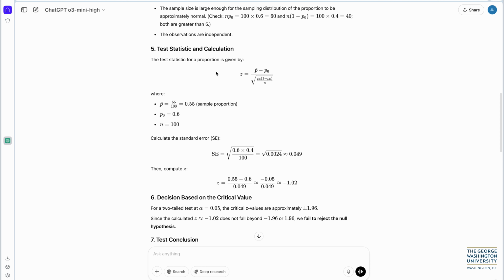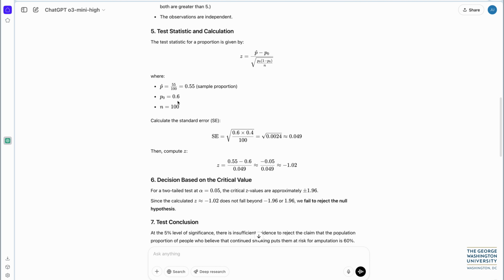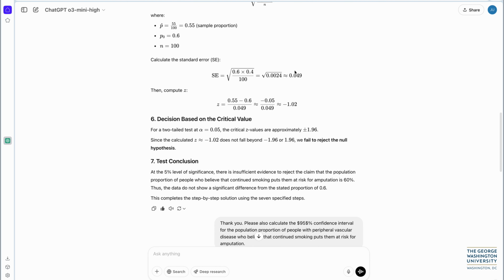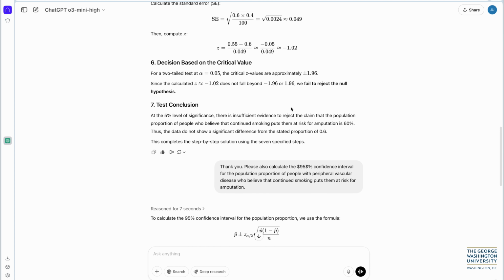Now, the test statistic for proportion is z. There we have p hat minus p sub 0 divided by its standard error, as you can see there. And then we have p hat is 0.55, p sub 0 is 0.6, n equals 100. What I would like to see there is that it states z equals this under the null hypothesis, but that's fine. I think we can all assume that to be so. It calculates the standard error, that's the denominator, remember, and it also gets the solution negative 1.02, so that's fantastic.